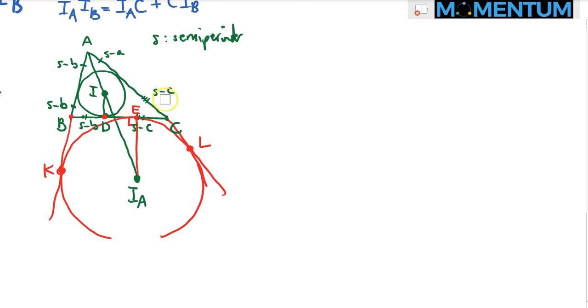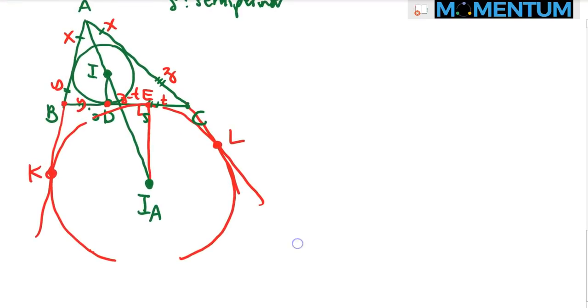And to be honest, I don't even need these S minus C, S minus B business. I will just get rid of all of them. All I need is the fact that they are congruent. So I'll just label them as X and X, Y and Y here. Well, I'll call this one Z. The whole thing is Z, so I'll call EC T here. Therefore this one would be Z minus T. Okay, I hope people can see that. DE is Z minus T. My goal is to show that Y is equal to T.